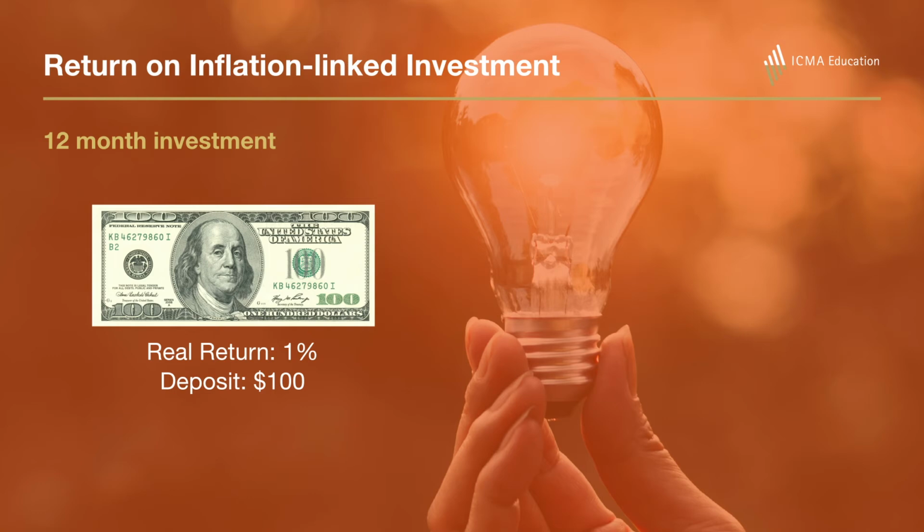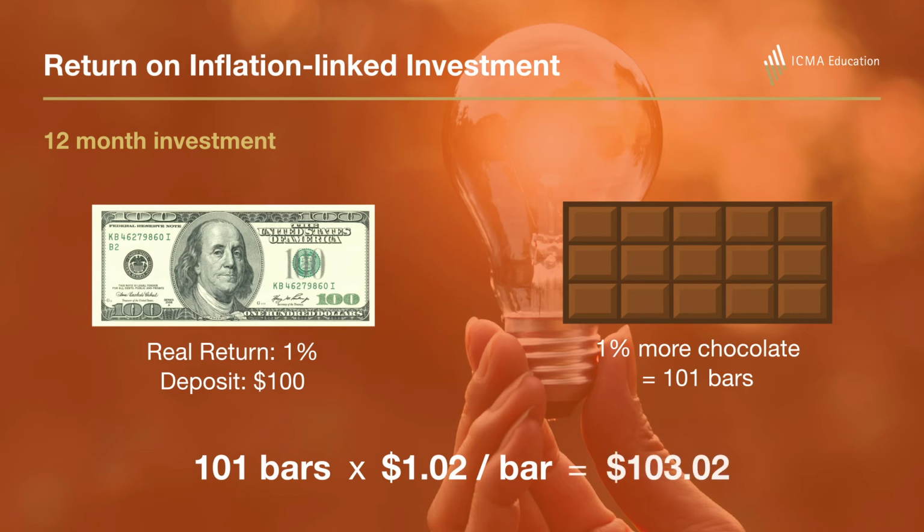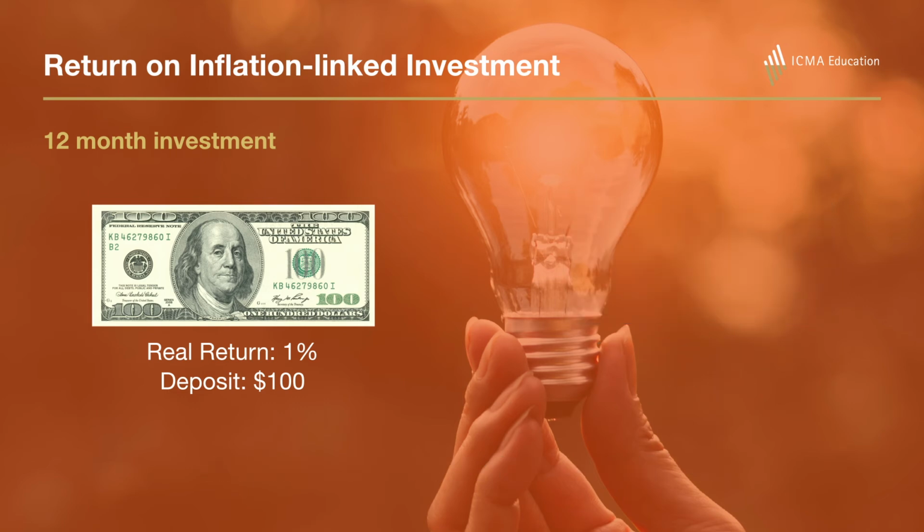If they are interested in buying chocolate bars, then the cash flow they would need to receive from the investment should be enough to buy a total of 101 bars. But with chocolate having experienced 2% price inflation, then these 101 bars, priced individually at $1.02, would cost $103.02. So what is the return on the investment?